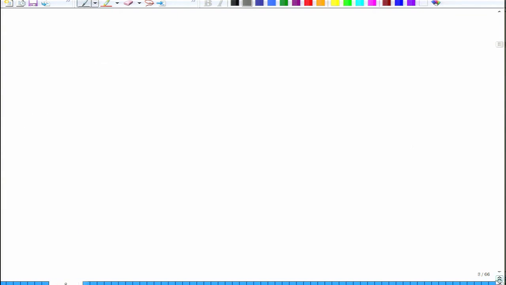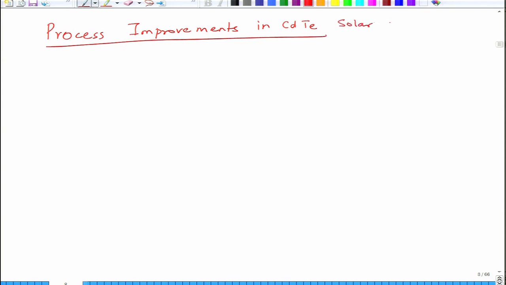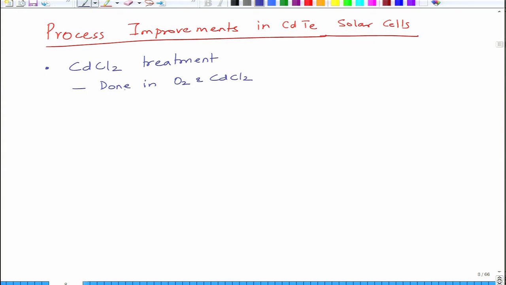So there are a few things one does to improve the process in CdTe solar cells. The first thing one does is CdCl2 or cadmium chloride treatment. This is done in the presence of oxygen and CdCl2, cadmium chloride, and this leads to lower defect density. So, chlorine doping of films is useful. Basically you dope the chlorine in it. So, lower defect density via chlorine doping after CdCl2 treatment.